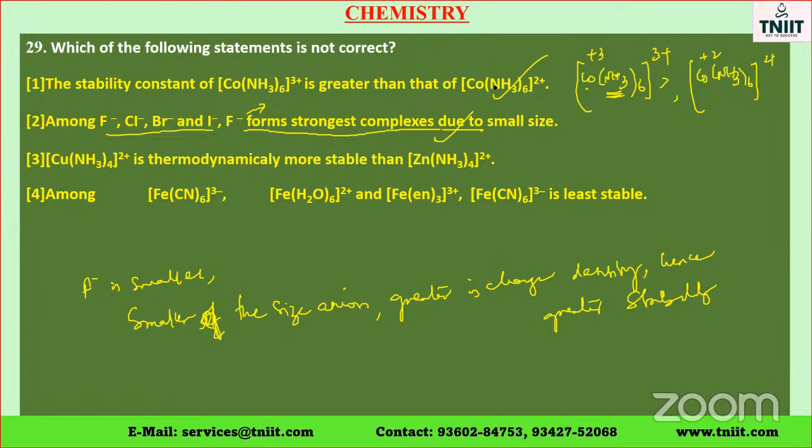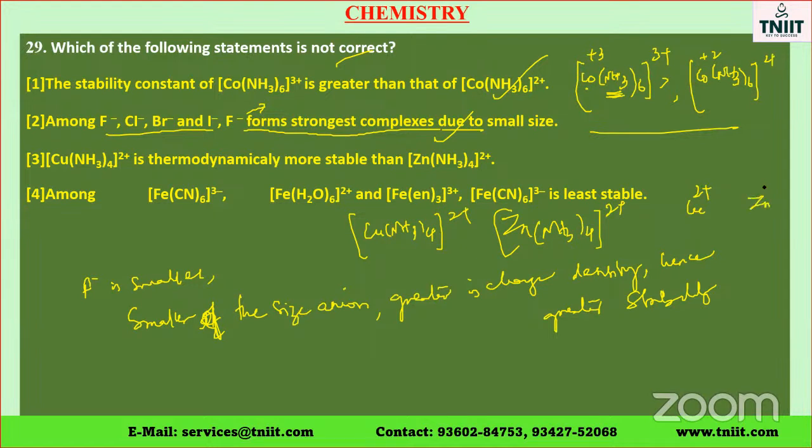The third one: [Co(NH3)]2+ is thermodynamically more stable than [Zn(NH3)4]2+. Now, I'll write it here as [Cu(NH3)4]2+ and [Zn(NH3)4]2+. In both cases, the charge is 2+. But we know that smaller the size of the ion, greater is the stability. So copper is small. Therefore, the cuprammonium complex is thermodynamically more stable. This is also right. Among the following, [Fe(CN)6]3-, [Fe(H2O)6]2+, and [Fe(en)3]3+, [Fe(CN)6] is the least stable.